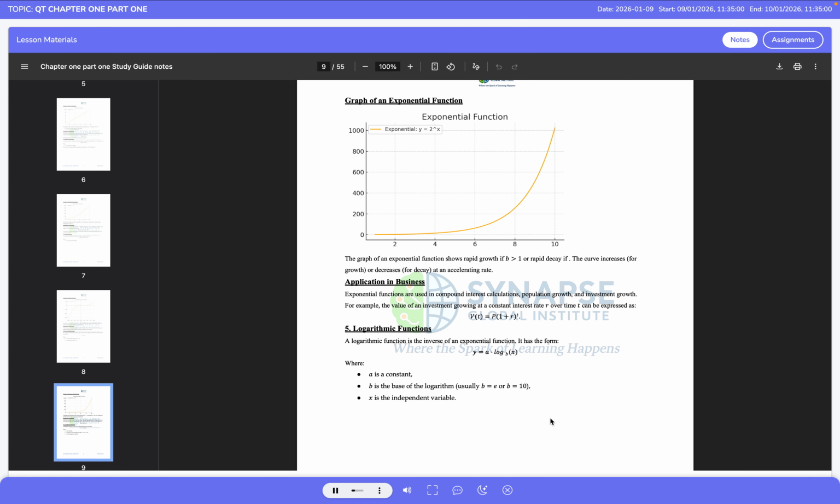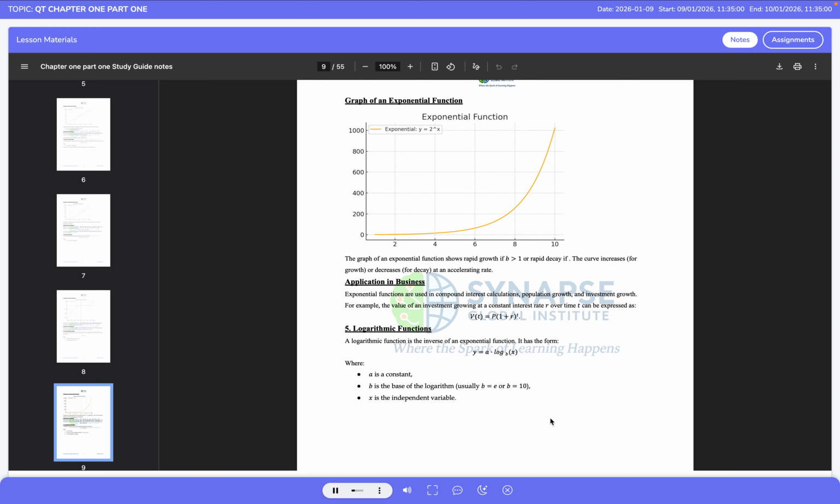In business, exponential functions are widely used in compound interest calculations, population growth analysis, and investment growth. For example, the value of an investment growing at a constant interest rate r over time t can be expressed as V(t) = P(1 + r)^t. Logarithmic functions are the inverse of exponential functions.